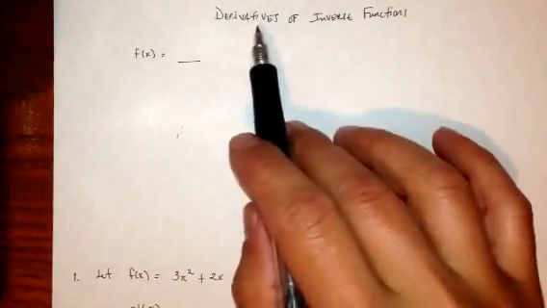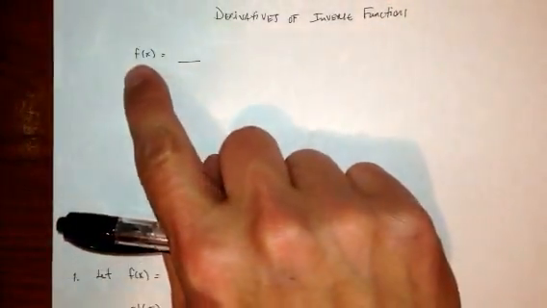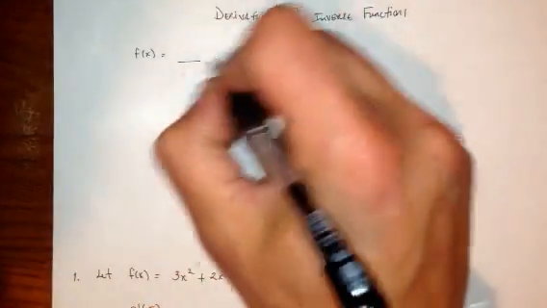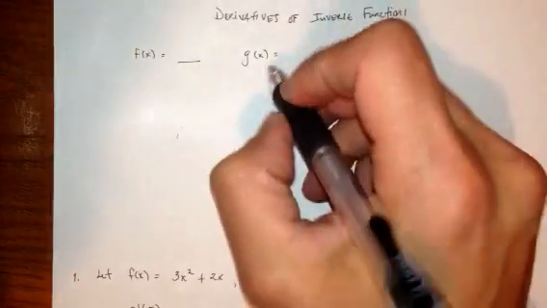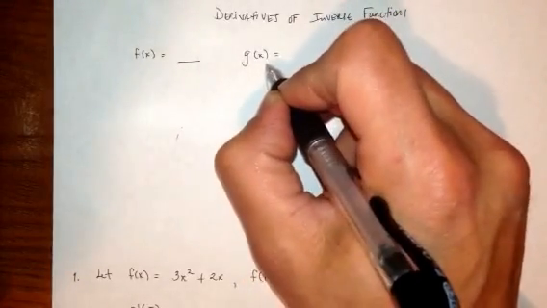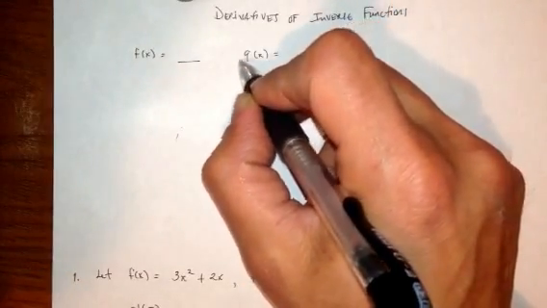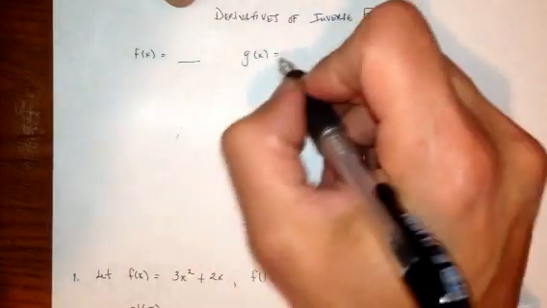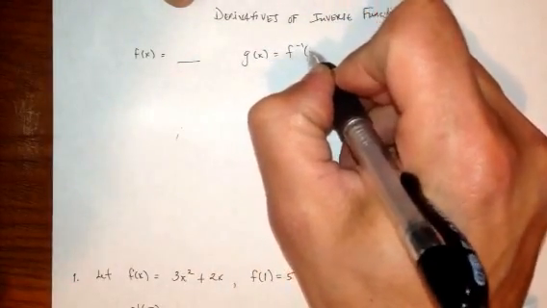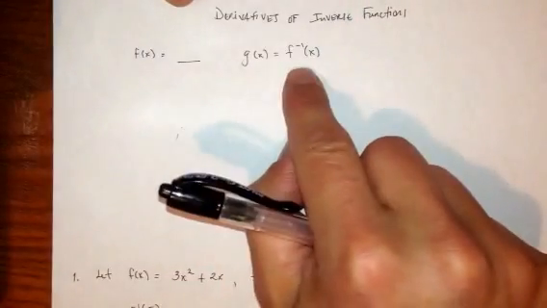Hey guys, I want to go ahead and talk about derivatives of inverse functions. So let me start off by talking about the two functions. Let's say we have f of x, that's our original function, and then we have g of x. And usually they'll give you this notation: g of x is the inverse function, so the inverse of f of x. It's written f to the power of -1. Okay, so that's what they give us.